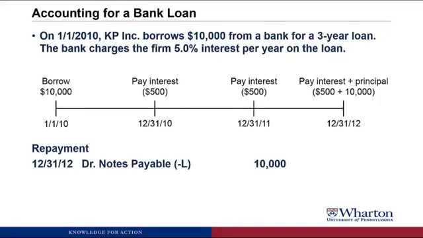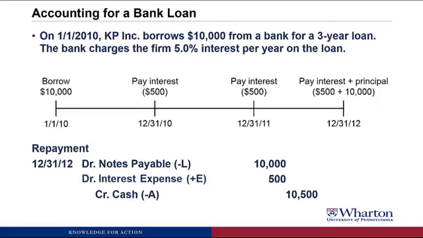Okay, so we're paying off our notes payable. To get rid of the notes payable liability, we debit notes payable $10,000, so that goes to zero. We debit interest expense because we had another $500 of interest expense for the year. And then we credit cash for $10,500, which is the total cash we're paying.